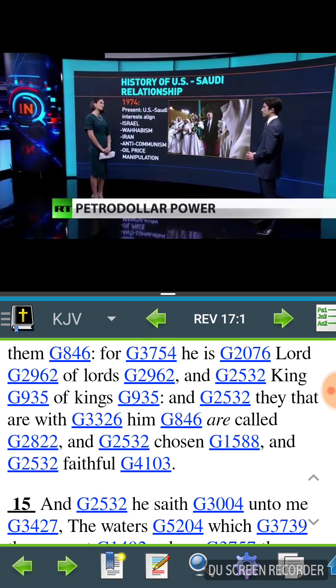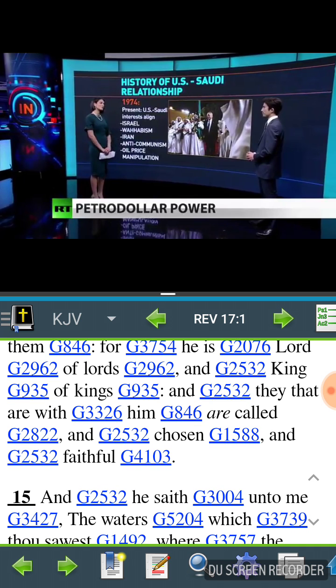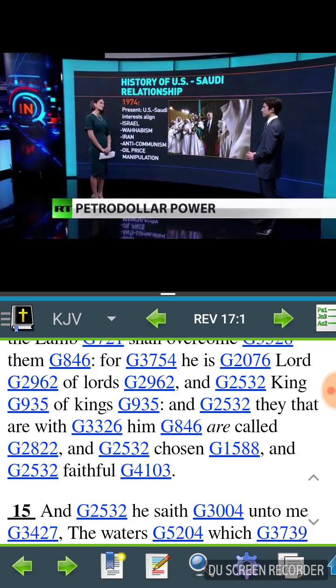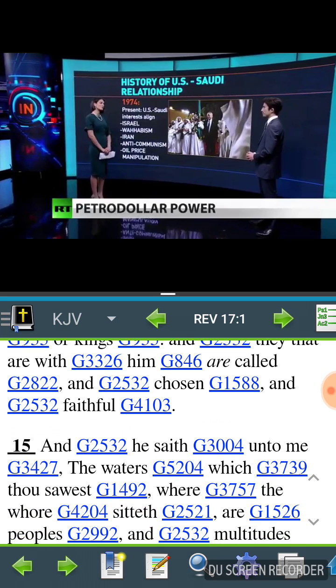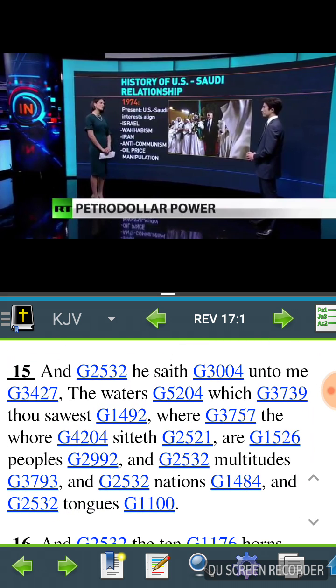and these other nations becoming subjections. By the way, the real Israelites are real Jews and Negroes. And those so-called white people you see over there in the land of Israel are not the real Israelites. They're Edomites, Khazars, if you will. For he is Lord of lords and King of kings, and they that are with him are called and chosen and faithful. That's going into the elect.